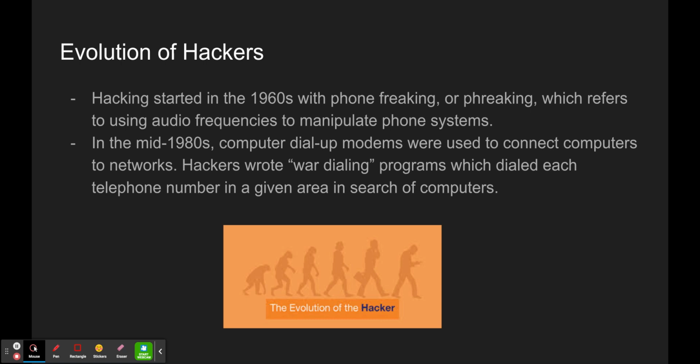Evolution of hackers. Hacking started in the 1960s with phone phreaking, which refers to using audio frequencies to manipulate phone systems. At that time, telephone switches used various tones to indicate different functions. Early hackers realized that by mimicking a tone while using a whistle, they could exploit the phone switches to make free long-distance calls. In the mid-1980s, computer dial-up modems were used to connect computers to networks. Hackers wrote war dialing programs which dialed each telephone number in a given area in search of computers. When a computer was found, password cracking programs were used to gain access.